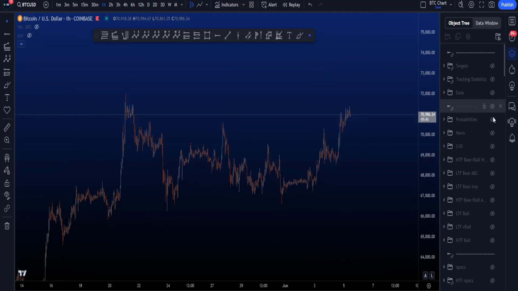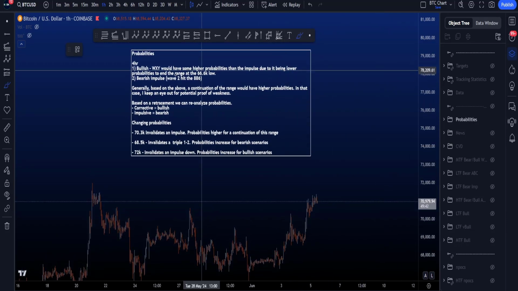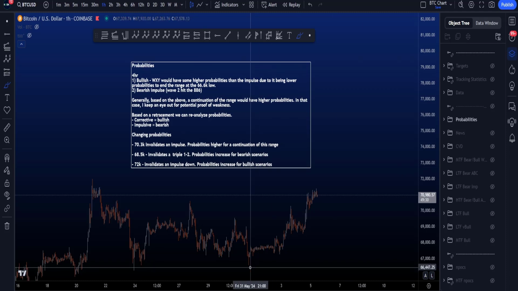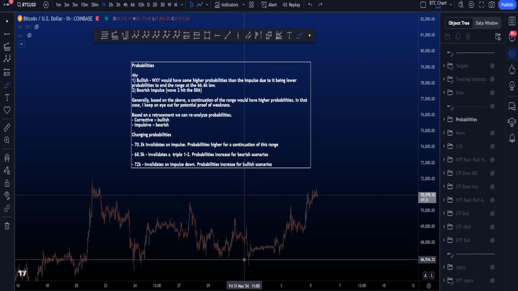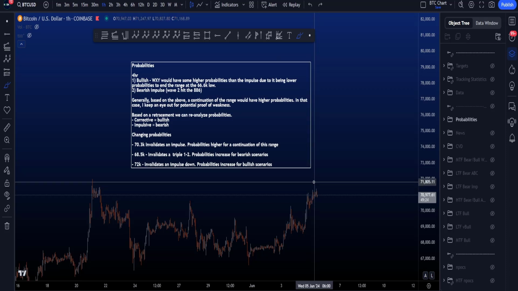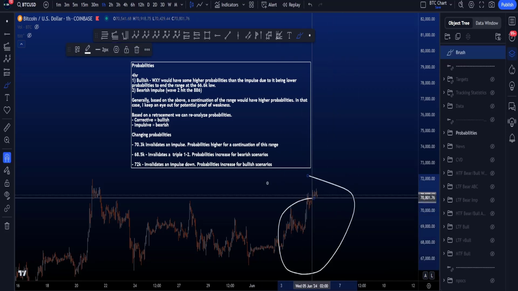And if you then finally look at the probabilities of the different scenarios, then on the 4-hour time frame, the probabilities are higher for the bullish scenarios compared to the bearish scenarios. The WXY would have a slightly higher probability than the impulse due to it being lower probabilities of this being the end of this range over here at 66.6K, but of course that means we first want to see local proof of weakness and proof of resistance for price to turn around and continue this range sideways.